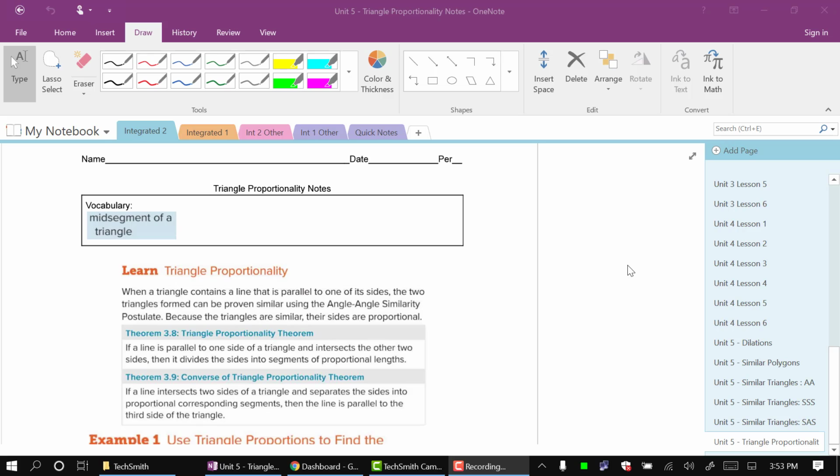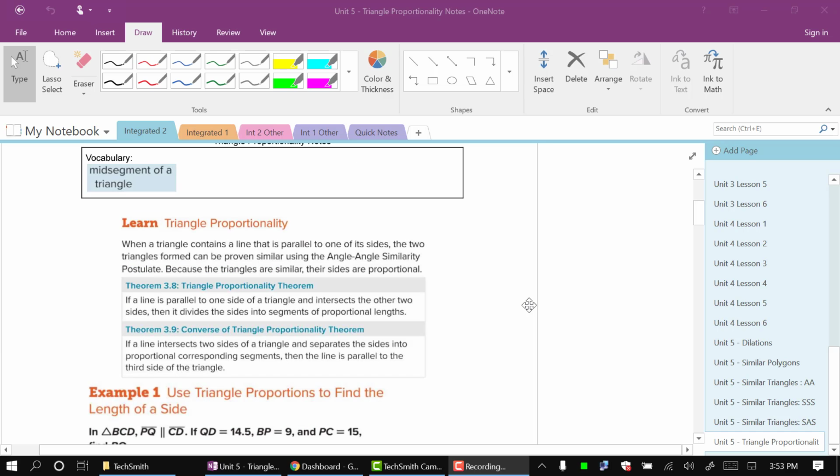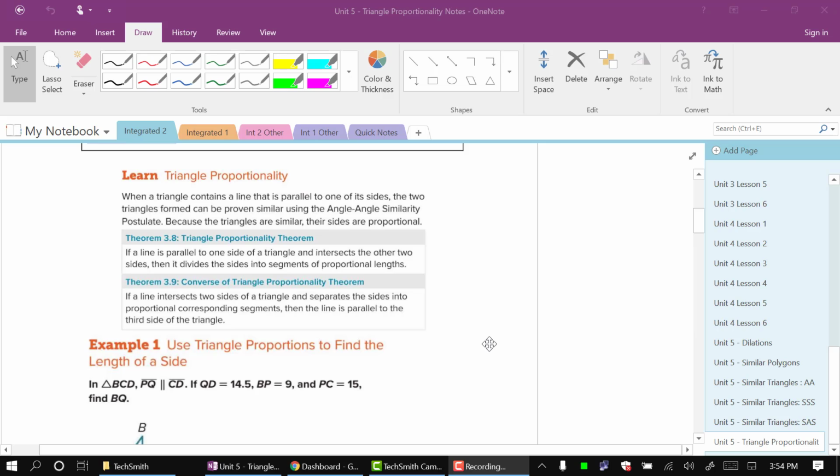Today we're going to be looking at triangle proportionality. So when a triangle contains a line that is parallel to one of its sides, the two triangles formed can be proven similar using the angle-angle similarity postulate. Because the triangles are similar, their sides are proportional. So we have theorem 3.8 and theorem 3.9, which is the converse of theorem 3.8. So we're going to use the triangle proportions to find the length of the side.